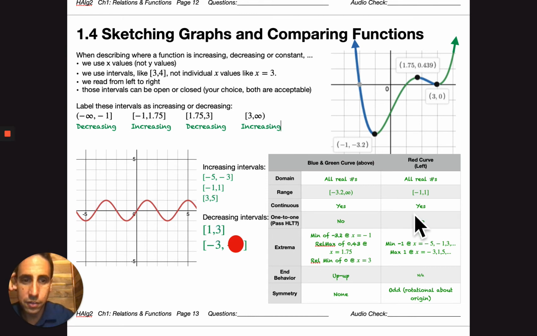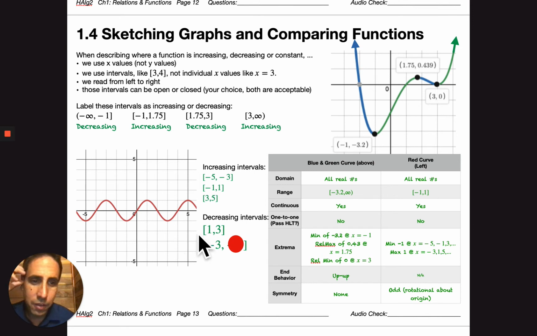Is it 1-to-1? Does it pass the horizontal line test? No, it definitely does not. You draw a horizontal line right through the middle, and it intersects it definitely more than once. It even intersects it an infinite number of times.